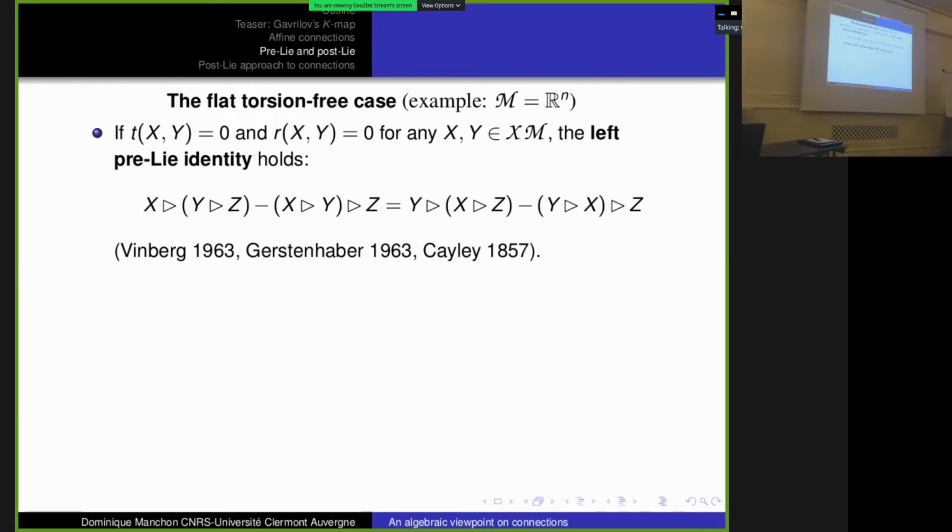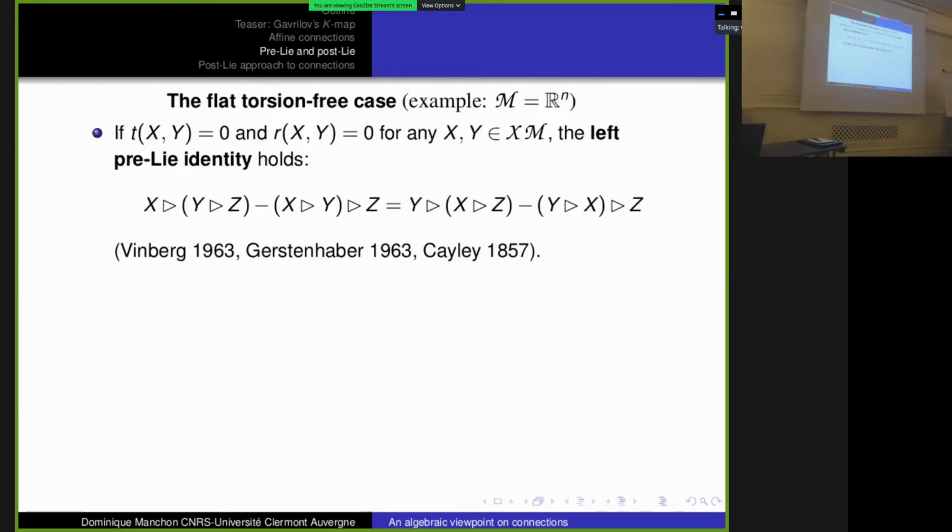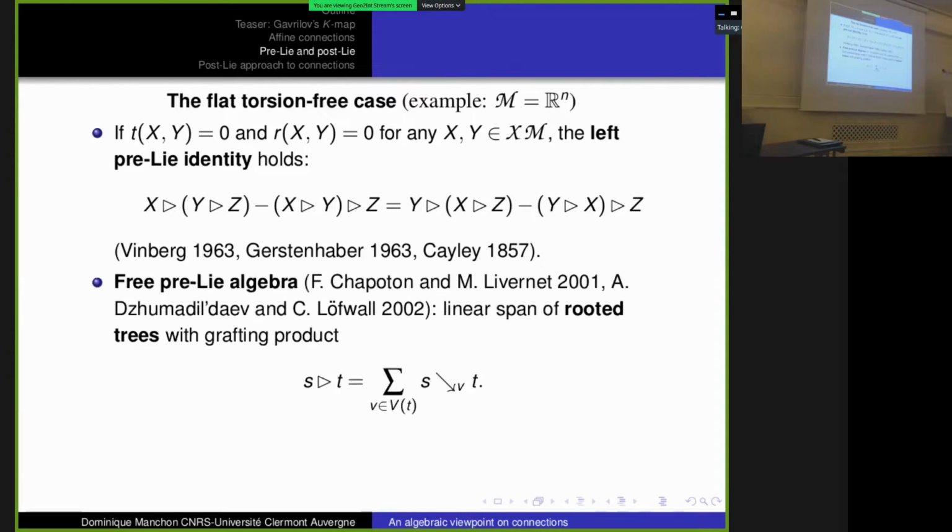But you can trace back to a famous article by Cayley in 1857, and this article already relates vector fields on Rn and rooted trees. This correspondence is now perfectly understood in modern terms, in operadic terms, but it was already there quite a long time ago.